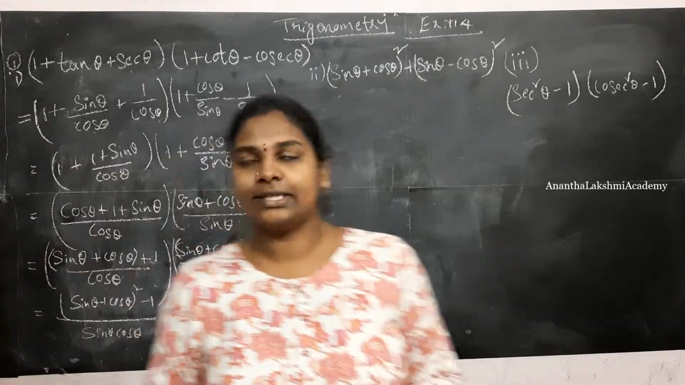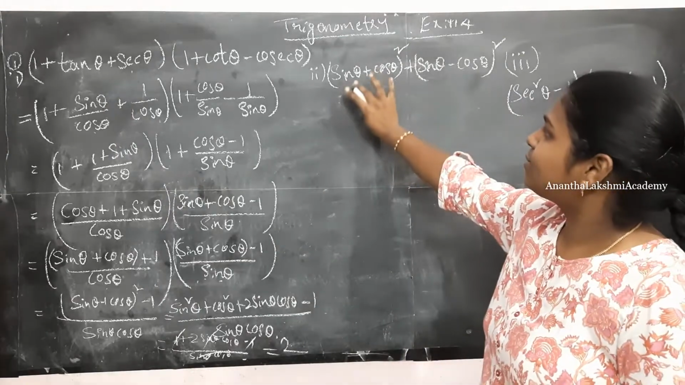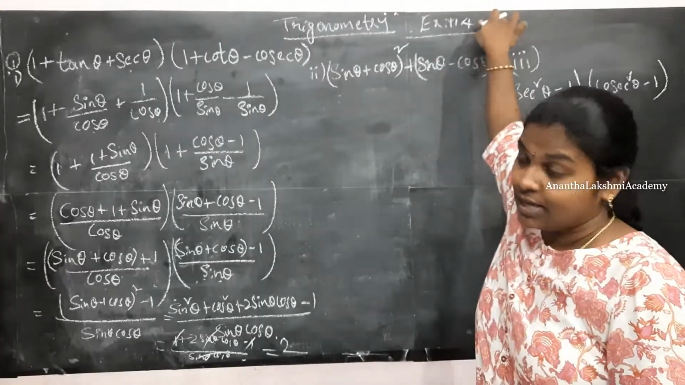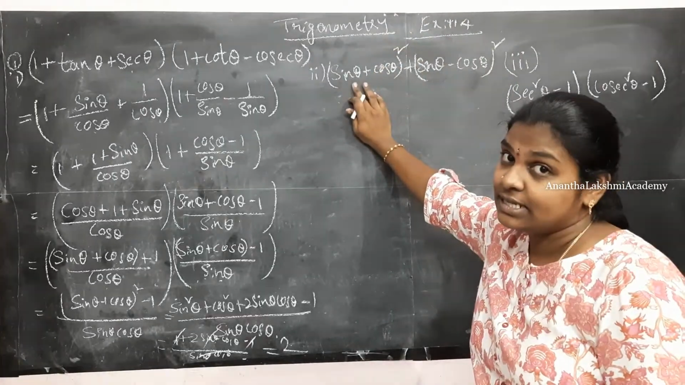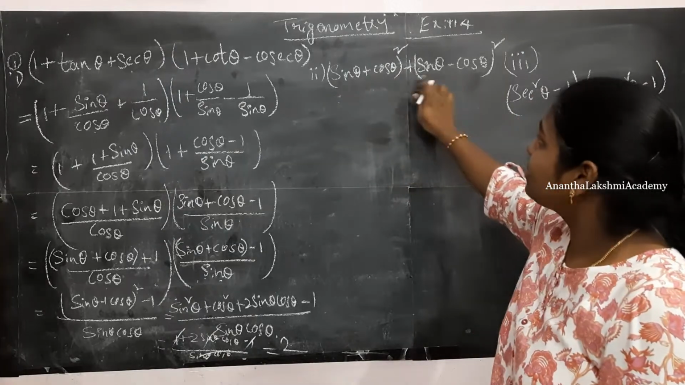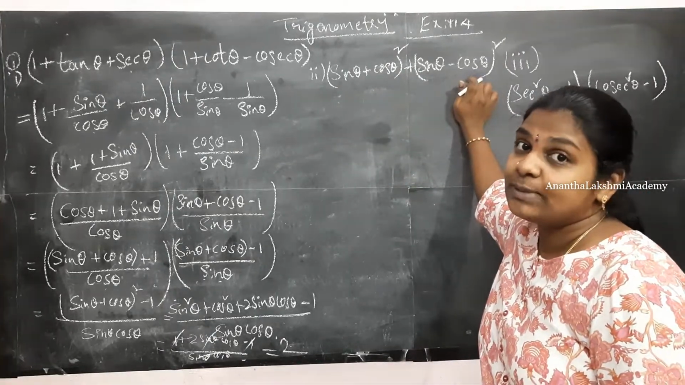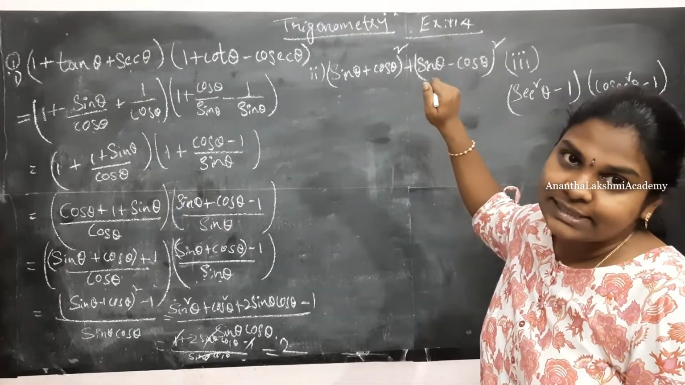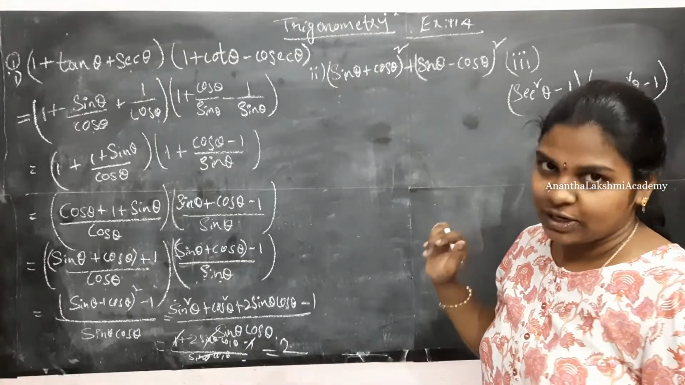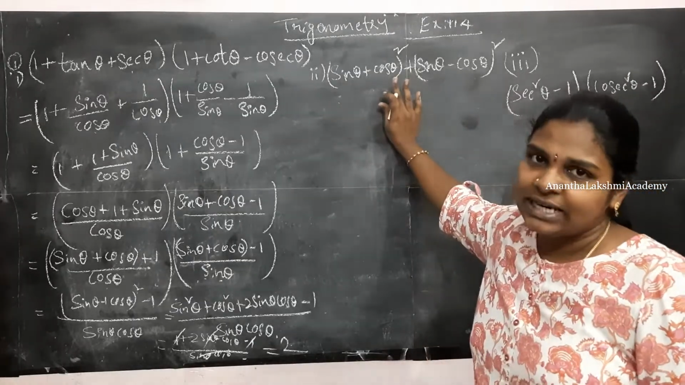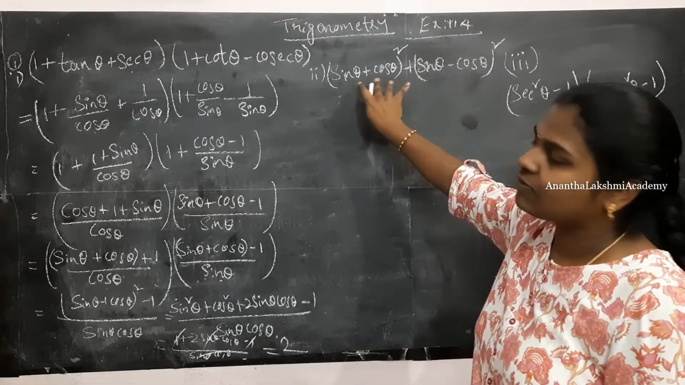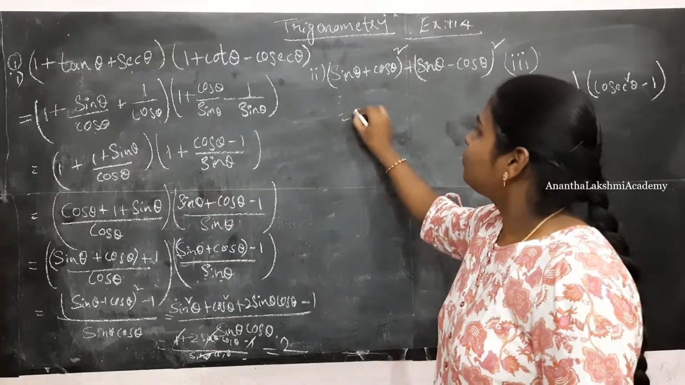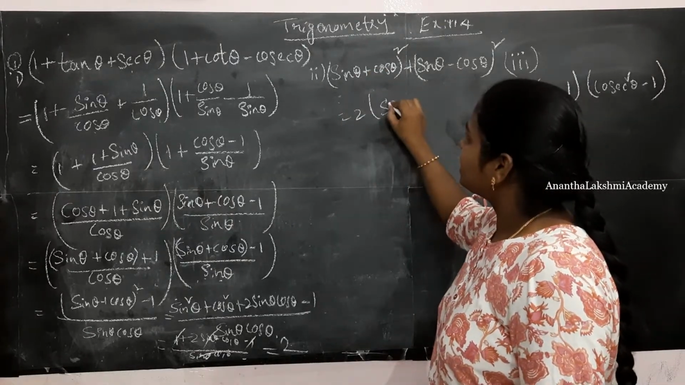So let's get to solve the second problem. What is the second problem? Sine theta plus cos theta whole square plus sine theta minus cos theta whole square. If you look at this, it is in the form of an identity, A plus B whole square plus A minus B whole square. What happens? 2AB gets cancelled, and we get 2 into A square plus B square. I'm just giving you a hint over here. If you expand this in the form of A plus B whole square and A minus B whole square, you'll get the same, 2 into A square plus B square.